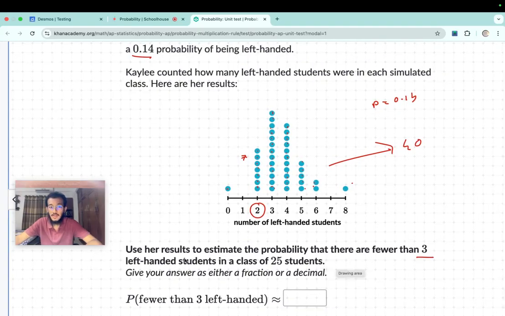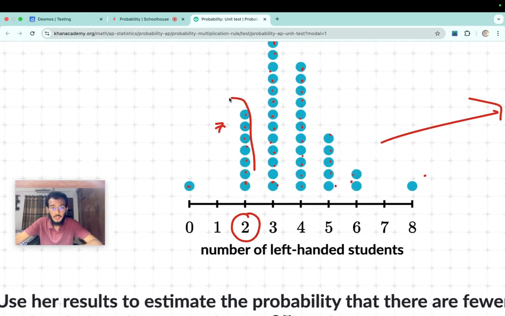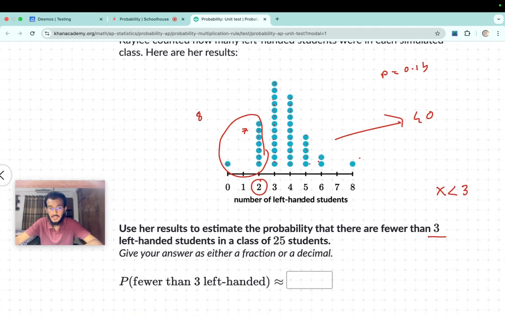Use our results to estimate the probability that there are fewer than 3 left-handed students in a class. So fewer than means less than 3, which means you're not including 3. You're only considering this portion, which has a total of 8 classes. What is the probability that there are fewer than 3 left-handed students in a class of 25 students?